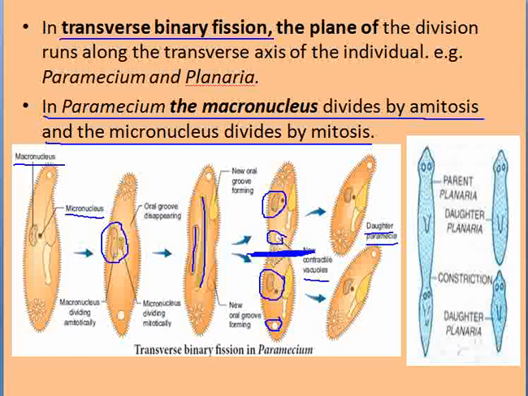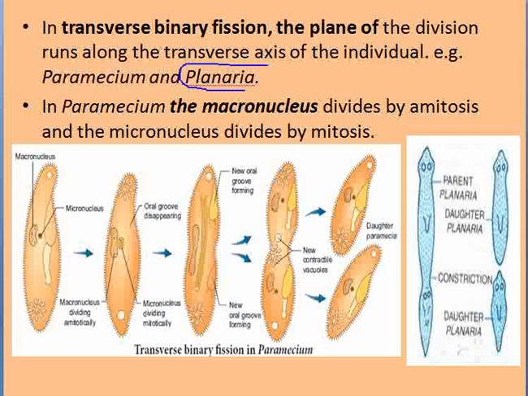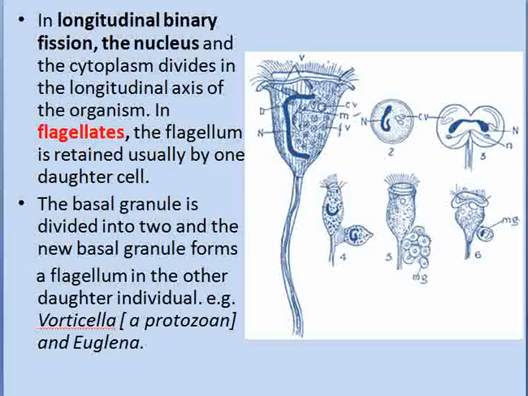The same case applies in planaria also; we can observe the same transverse division. Here they have mentioned the constriction. As a result of the constriction, two individuals are produced. The third type of fission is longitudinal binary fission. Generally this is observed in flagellates like Vorticella, and in Euglena we are observing it.